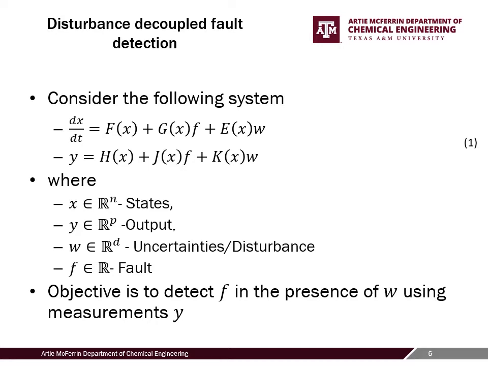These basically are the normal process variability that you would have in any system. And like in chemical engineering, a good example of this is chemical reactions because they are usually uncertain since they are empirical rate expressions. And F represents the fault. So the goal here is to detect F in the presence of those uncertainties using the measurements Y.